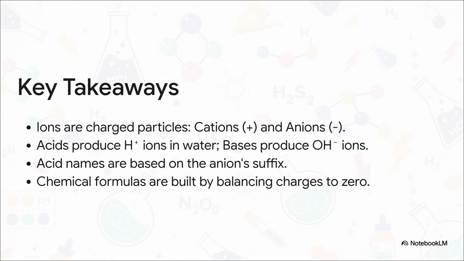So let's do a super quick recap. We learned that ions are just charged particles, positive cations and negative anions. We learned the absolutely crucial difference between acids and bases. Acids make H+ ions in water. Bases make OH- ions. We totally cracked the code for naming acids just by looking at their anion. And we mastered the golden rule for writing chemical formulas. Always, always balance the charges to 0.